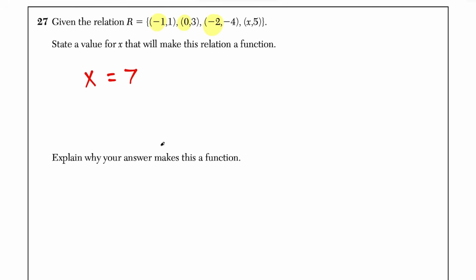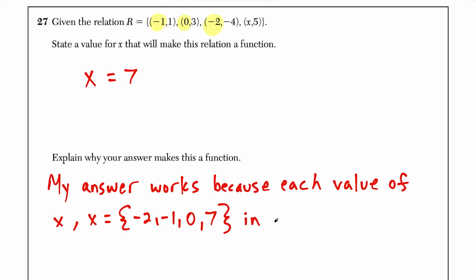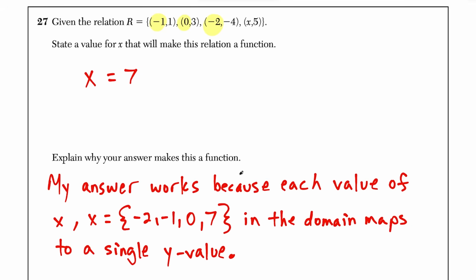And now why does this answer make the relation a function? Because then all of the x values will have a unique y value. Now, this explanation is valid because it's mentioning how each x is mapping to a single y value.